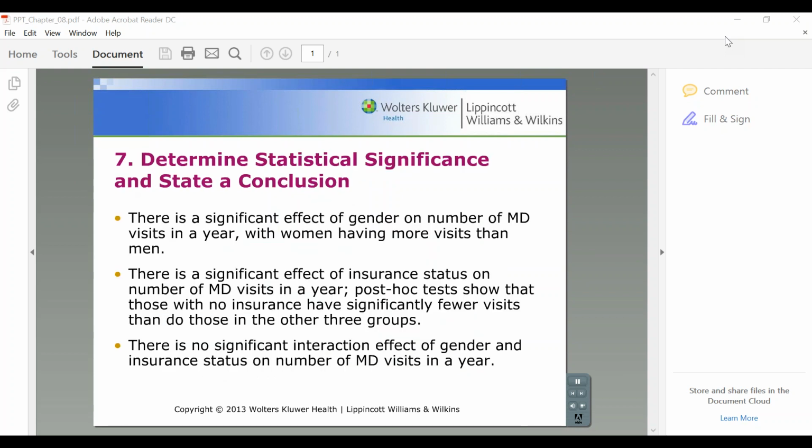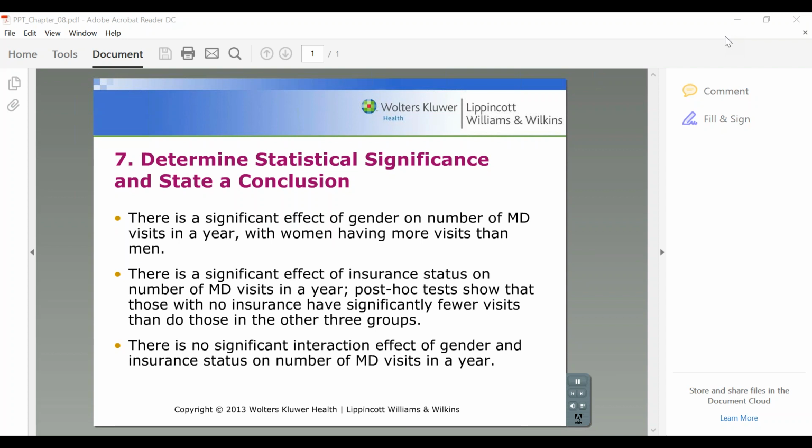So the best way to write this up briefly, you would say something to the effect of, there is a significant effect of gender on the number of visits per year. So in other words, like I had said earlier, depending on whether you're male or female, there seems to be a difference. And then using the descriptive statistics, you could see that women were having more visits.